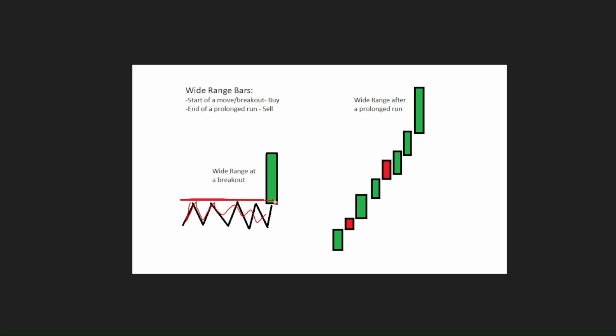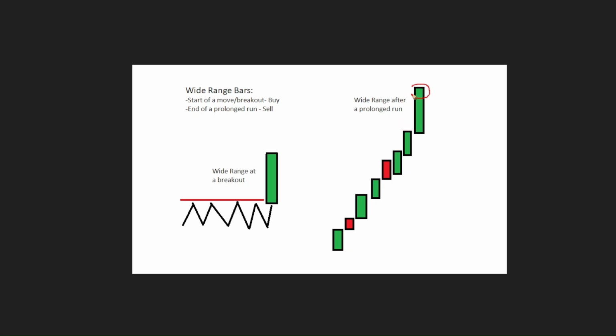We want to see an explosive move, wide range. When we get wide range bars, we want to determine: is it the beginning of a move, like an emerging sign, the start of something, or is it the end of something? You can see what happens here on the right. We have this big elongated upside move, and then we get a wide range bar. This would be more bearish.